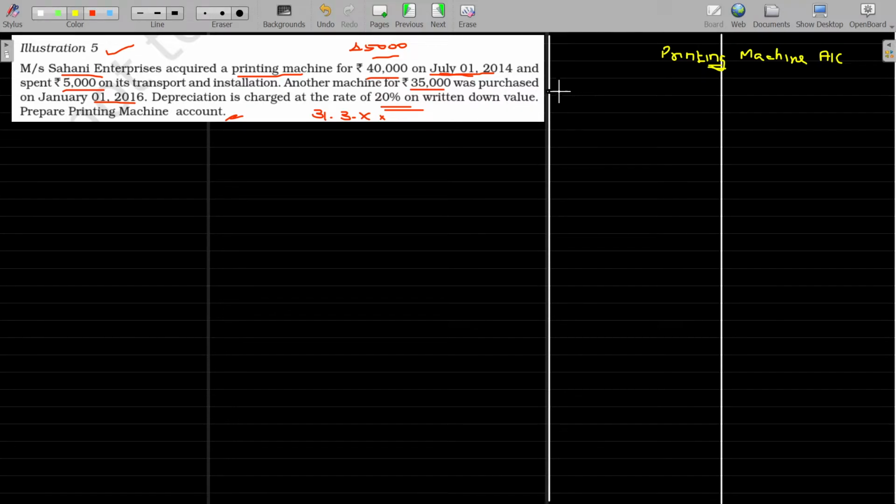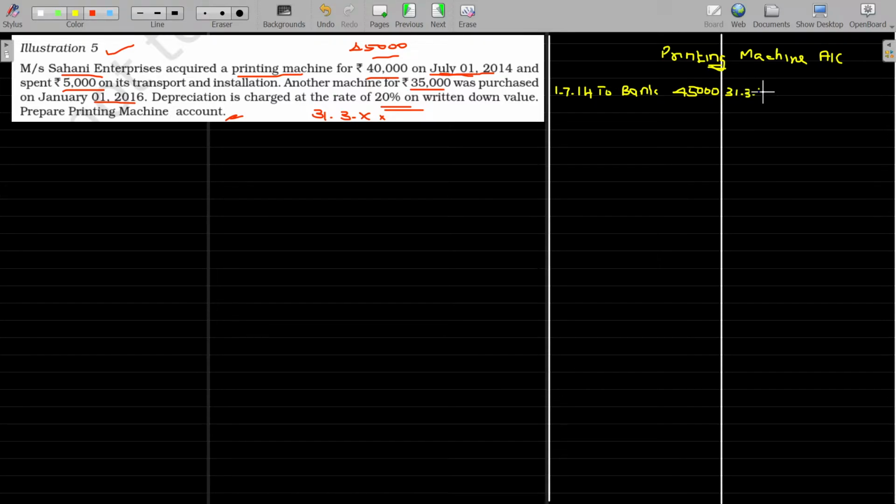On 1st July 14, to bank, the value of asset purchased being 45,000 including installation charges. And the other asset is purchased 2 years later, 1st January 2016. This year gets over on 31st March 2015.